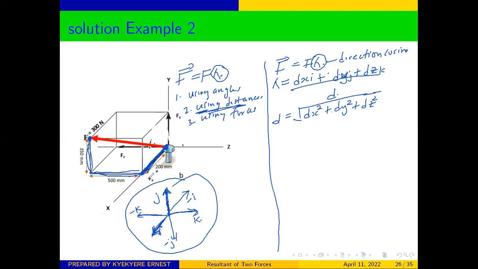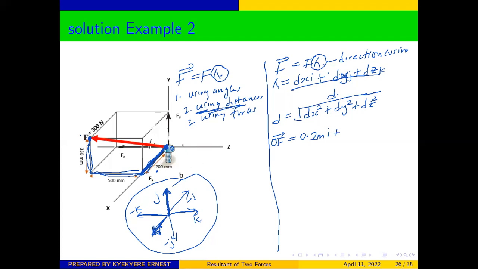So from here we can say that the vector force, when we want to move from this point O to this point F, we are going to move this distance on the x, which is in the same direction with our unit vector I. So it's going to be positive. We are going to get 0.2 meters, but it's in the I direction, so we represent it with I.